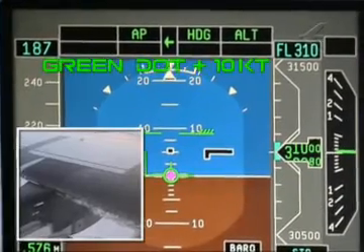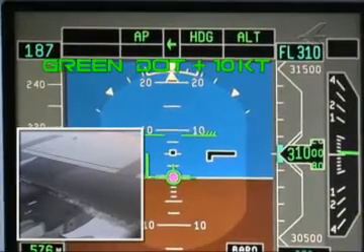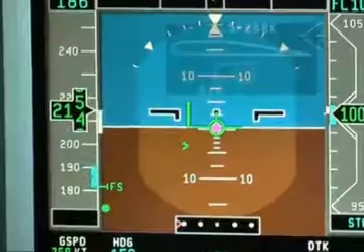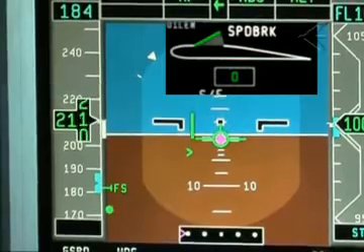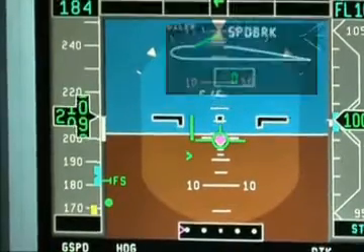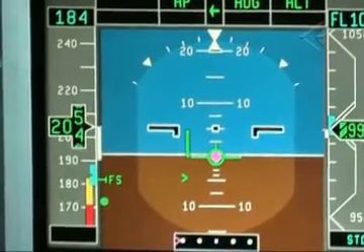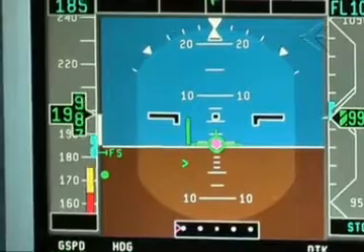In icing conditions, it is recommended to use green dot plus 10 knots, as the green dot equation does not account for icing effects. The green dot will not change its position after speed brakes have been deployed. In this case, the 1.3 G margin and the lift-over-drag ratio are not applicable anymore, as some lift is removed from the wing and drag is added.